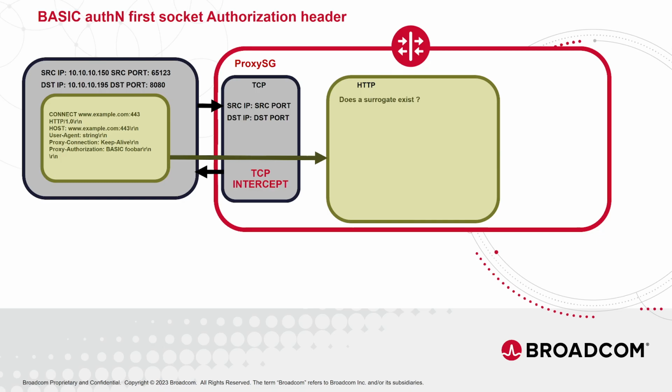It's then the second one where the browser goes, okay, the proxy challenged me with 407. I need to first decide, can I do Kerberos? If not, can I do NTLM? If not, do I do basic? And then based on that, the browser sends the second socket with the proxy authorization header with the correct directive. In this example, basic.